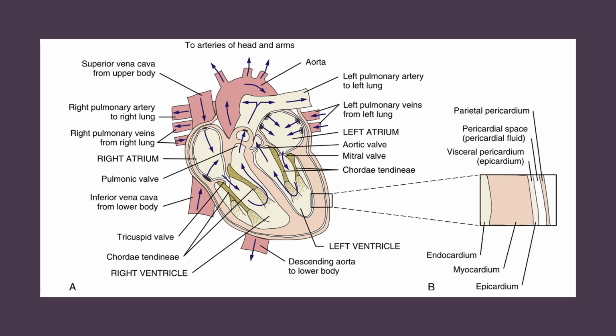The layers of the heart wall include the epicardium, which is the outer layer that is composed of connective tissue and epithelium; the myocardium, which is the middle layer, which is cardiac muscle tissue and is responsible for muscle contraction; and the endocardium, which is the inner layer of endothelial cells lining the chambers and valves.